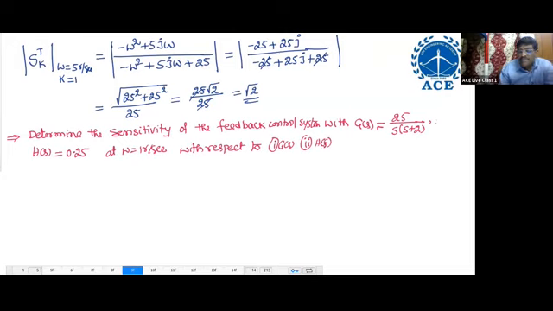Come on. Determine the sensitivity of the feedback control system with G of S, H of S, at omega equal to 1 radian per second, with respect to first G of S, second H of S. Come on, do it. Directly using the formula only here. Just use the formula, automatically you will get it. We know the formula, right? S_T^G, what is the formula? Tell.